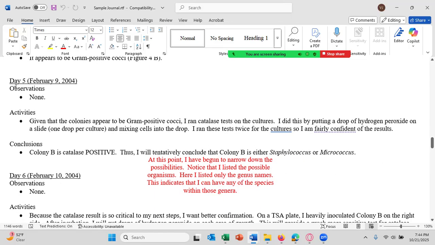So day 5, he had no observations because he did the gram stain, so there's nothing to look at on day 5, but he decided to do the catalase test. So he ran the catalase test as the activity. And on this test, you get the results right away. He doesn't say what the results are, but he should have that as a result. And that is he saw bubbling immediately. And then the conclusion is catalase positive.